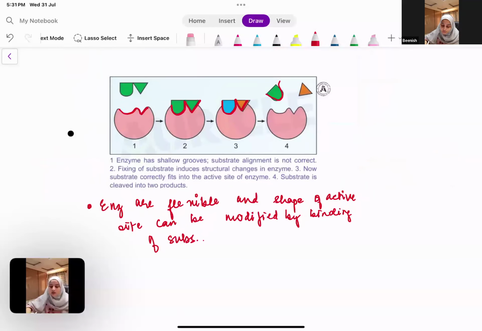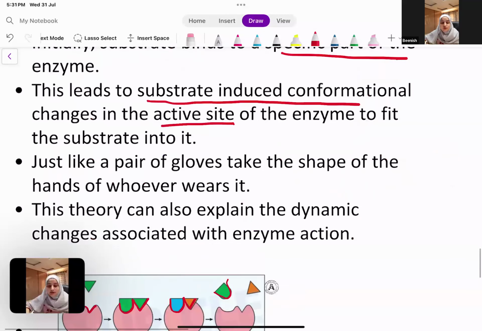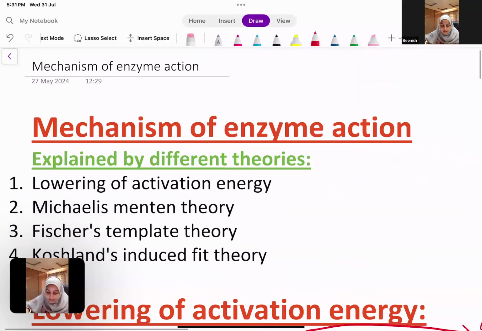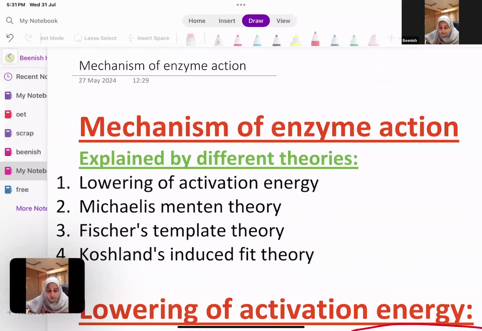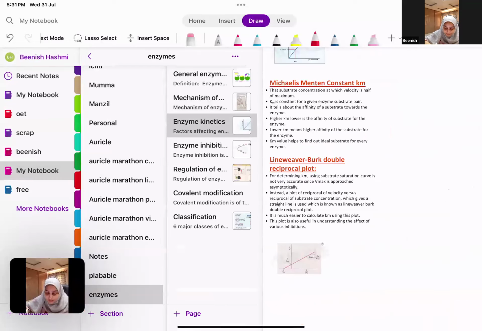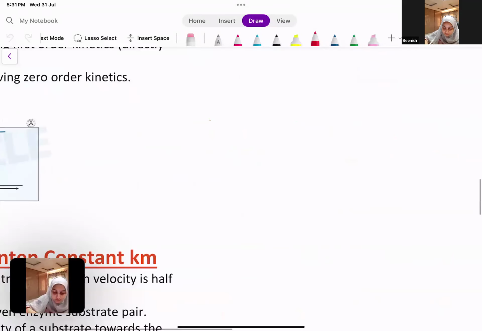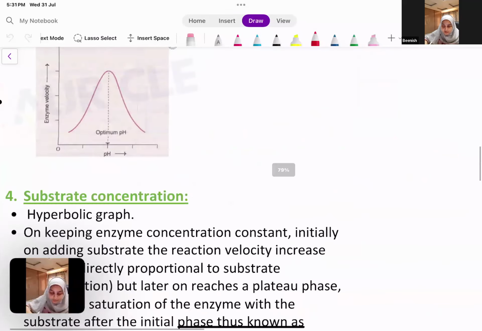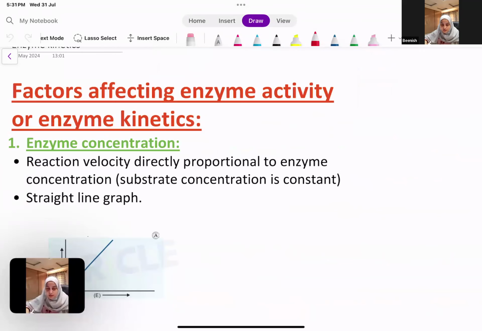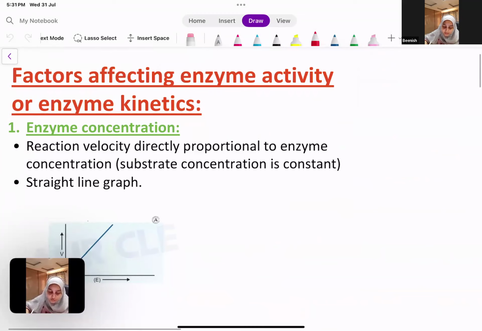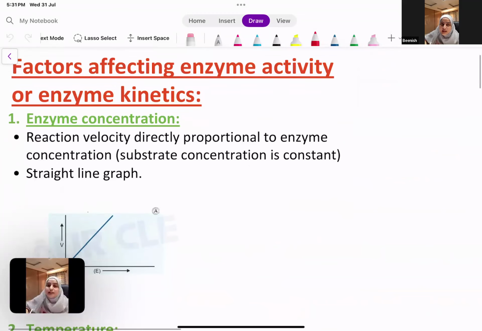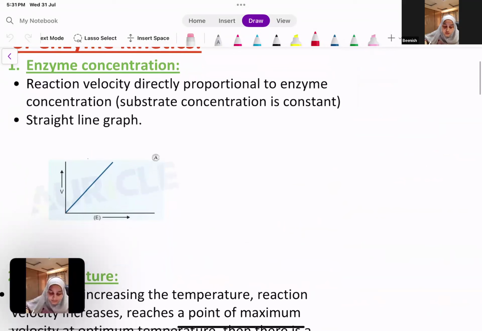Okay, so we've spoken about the mechanism of enzyme action. Now let's move on to enzyme kinetics. Very important, very frequently asked. So let's talk about enzyme kinetics. Firstly, talking about factors affecting enzyme activity. So let's talk about the enzyme concentration.